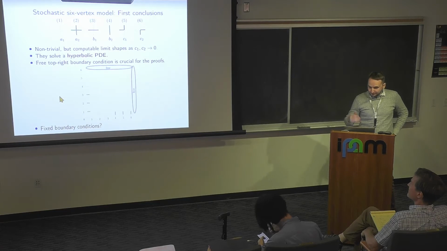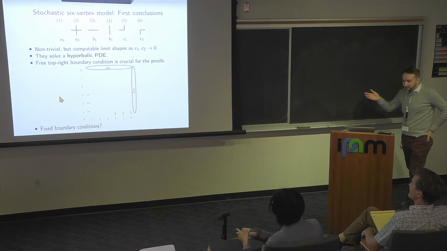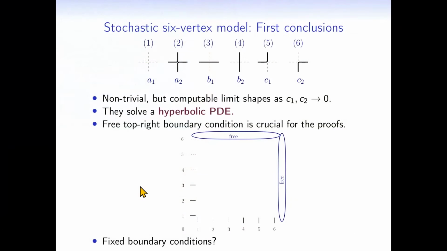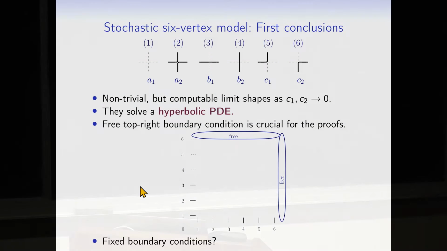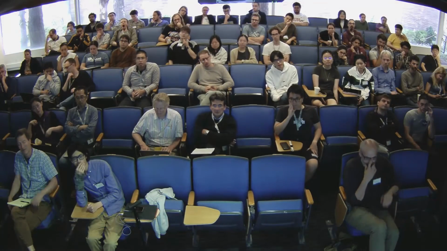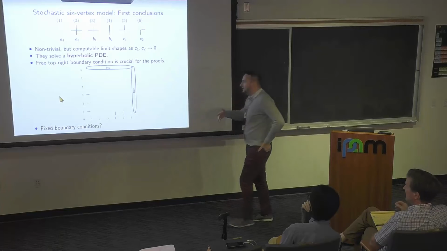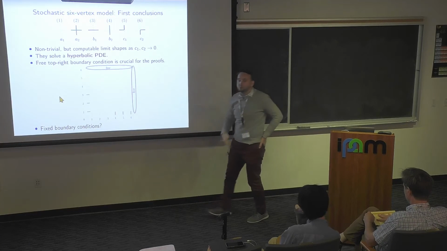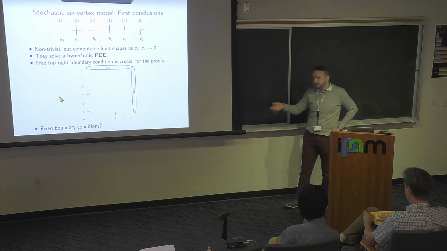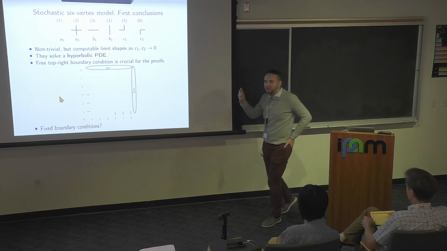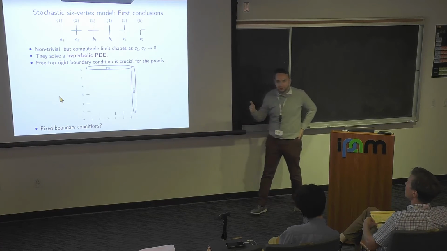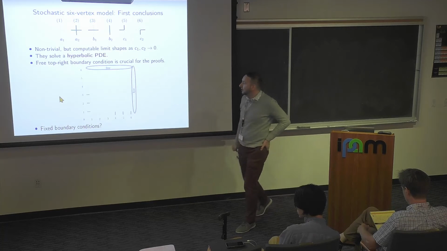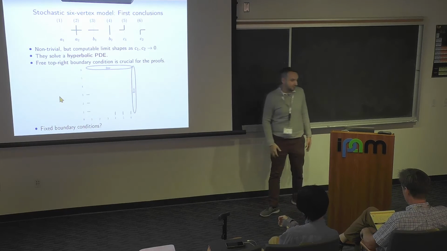So, first conclusions from what we've seen so far. There are these non-trivial but computable limit shapes as C1 and C2 go to 0. They solve a hyperbolic PDE. But in order to deduce this PDE, we very significantly use these free boundary conditions. As I told you, the way we use it in the actual proof is because we have this 4-point relation, and we are only able to produce this 4-point relation with free boundary conditions, and we don't know how to do it with other boundary conditions.